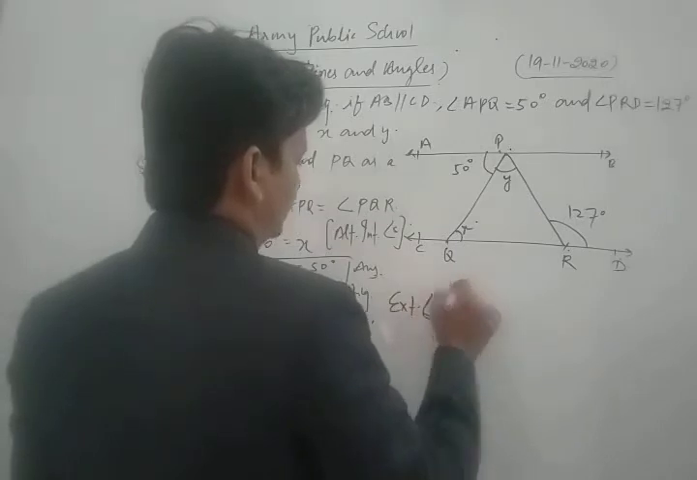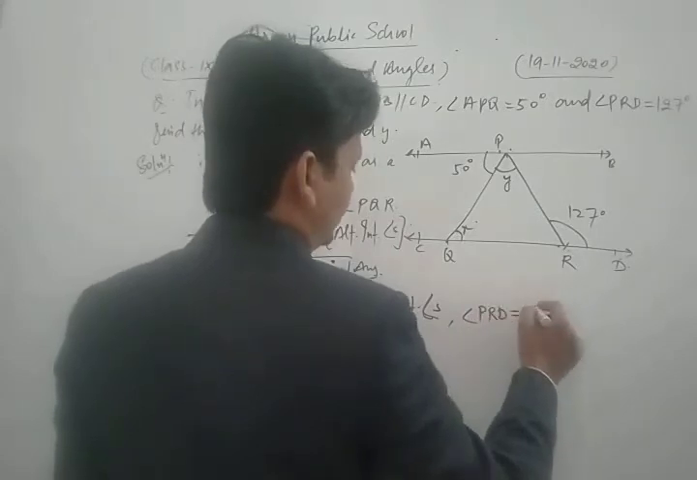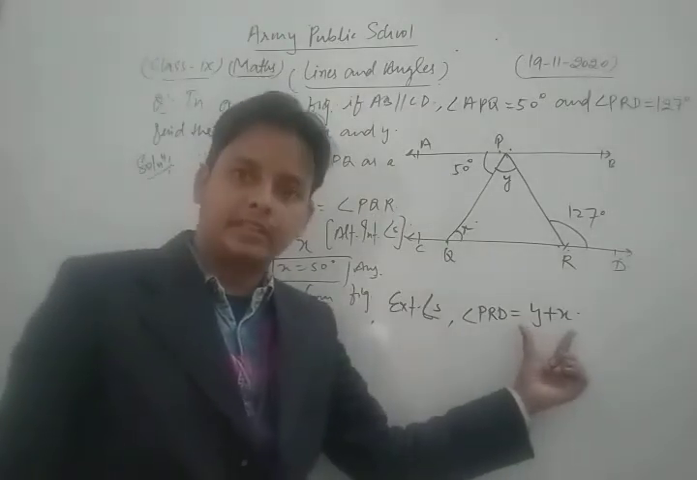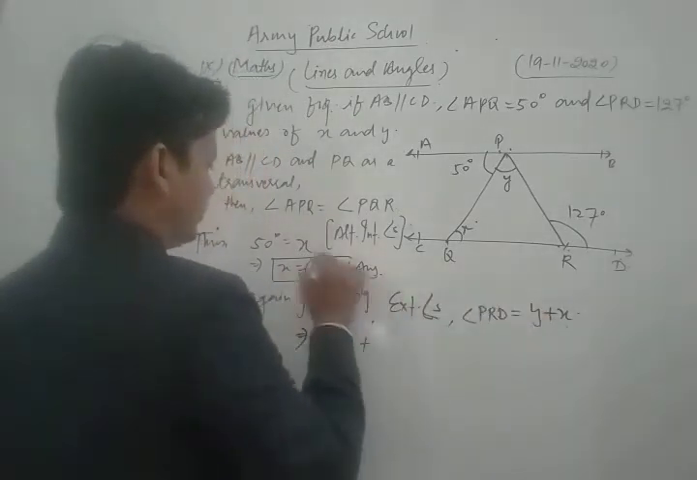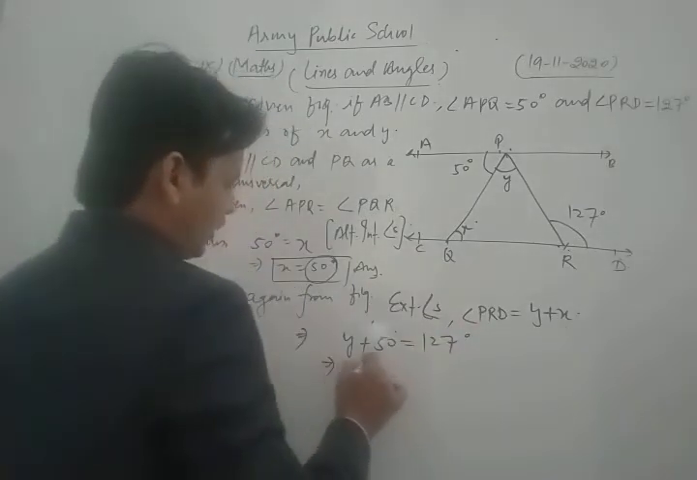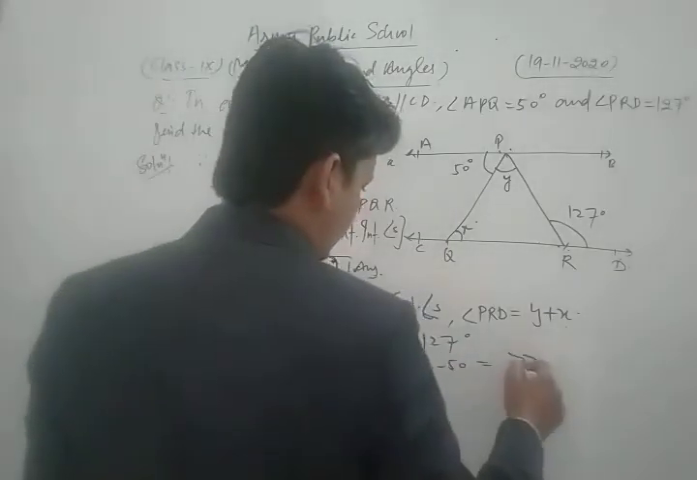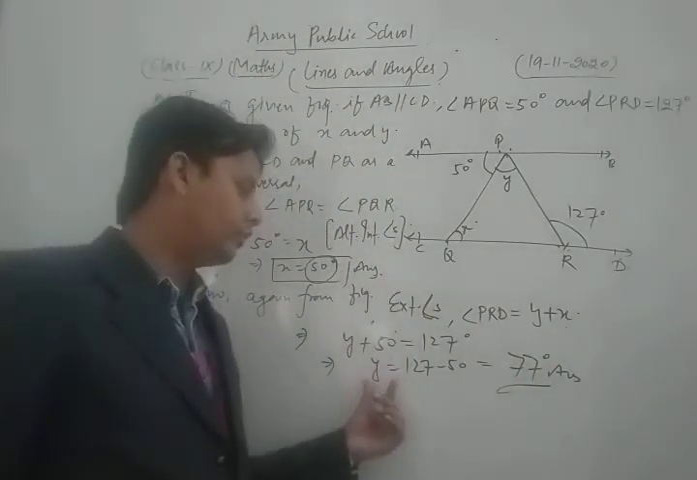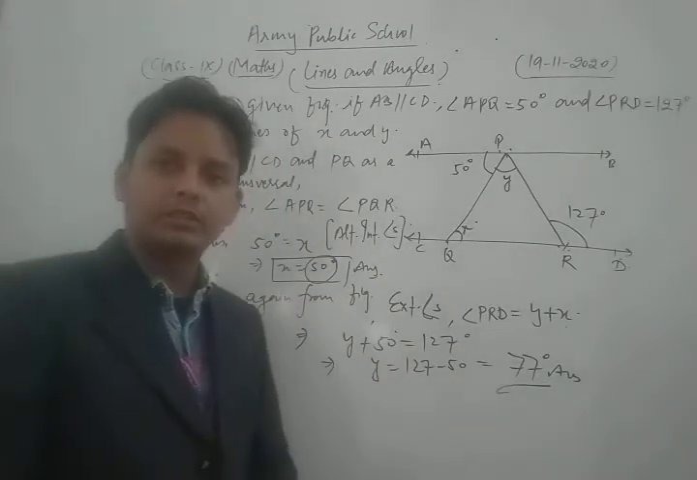Exterior angle PRD is equal to y plus x, because these are the two opposite interior angles. So here we get y plus the value of angle x, which is 50, equal to 127. So the value of y is equal to 127 minus 50, so we get 77. So the value of angle x is 50 degrees, and the value of y is 77 degrees. This is our required solution of the given question.